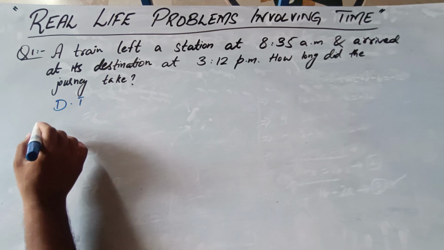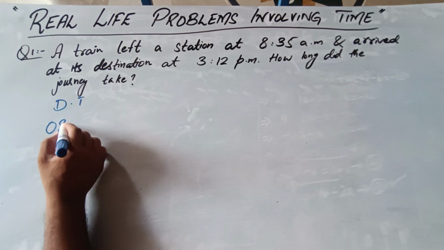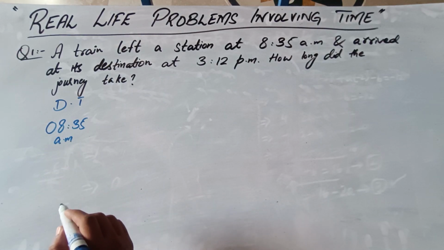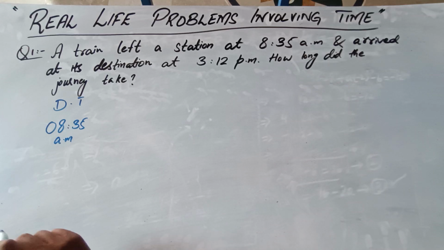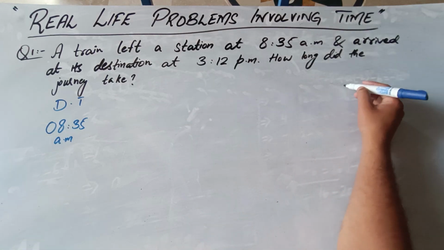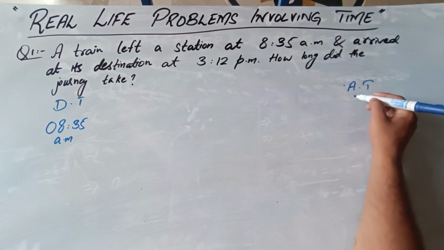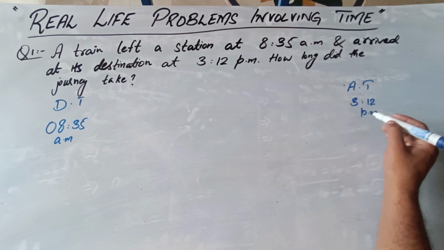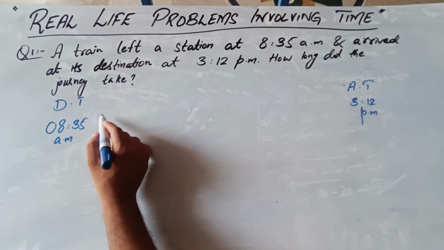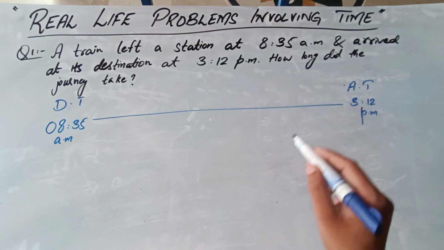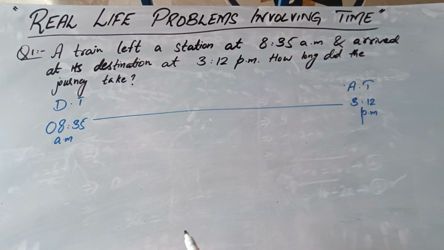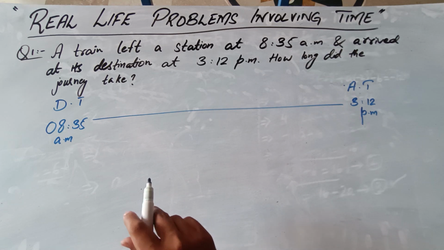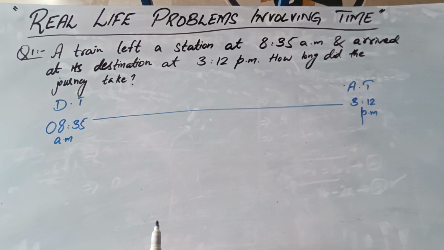So the departure time of the train is 8:35 a.m. and it arrived at its destination. Arrived at its destination means this is the arrival time of the train, 3:12 p.m. Now they are asking what is the journey time of the train, meaning how much time did the train take to complete the entire journey.